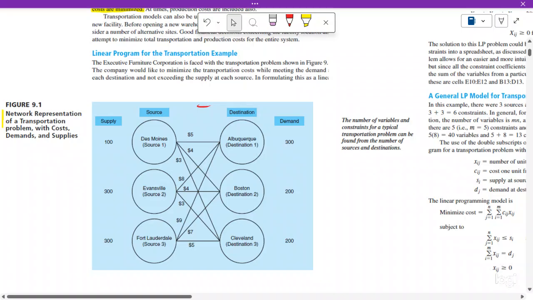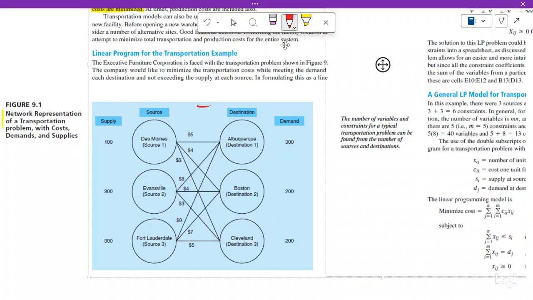As you can see, we have supply in the form of your capacity. You have your supply here in the form of capacity, and this is your initial area, which is your source. Then you are supplying to different destinations with their demand.